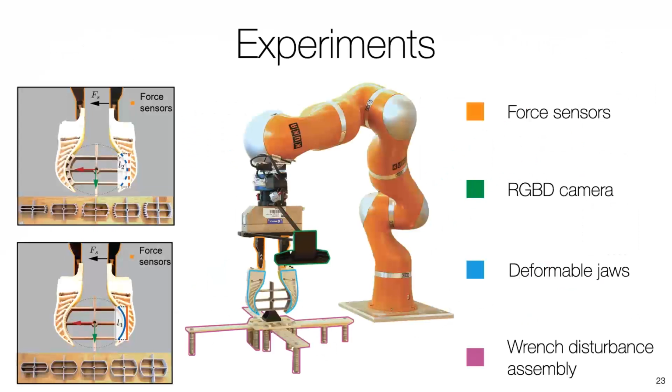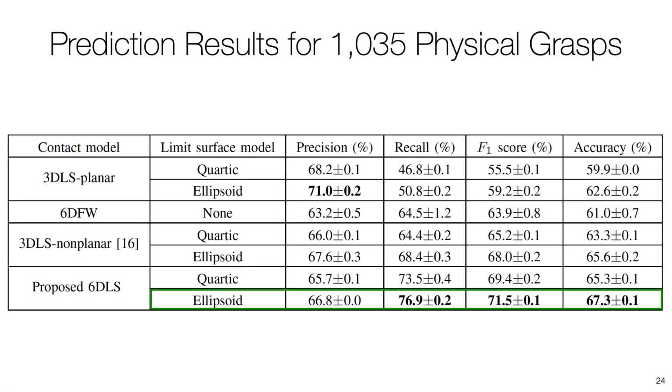The range samples are closer to the quartic surface compared to the ellipsoid, where large differences can be observed within the rectangles. We also applied the proposed 6D LS models to predict physical grasp success for a vertical lifting task. We 3D printed 10 rigid objects of two types, which are grasped by the deformable gripper jaws with a fin ray structure. A wrench disturbance assembly is attached to the object to control the external disturbances by mounting the weight plates at various locations. We compute the predictions with 7 baseline contact models for more than 1,000 physical grasps. Results in the table show that the proposed 6D-LS models reduce false negatives by up to 26% with similar precision.